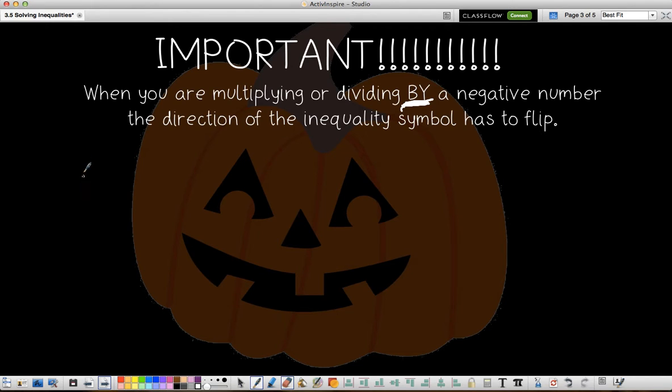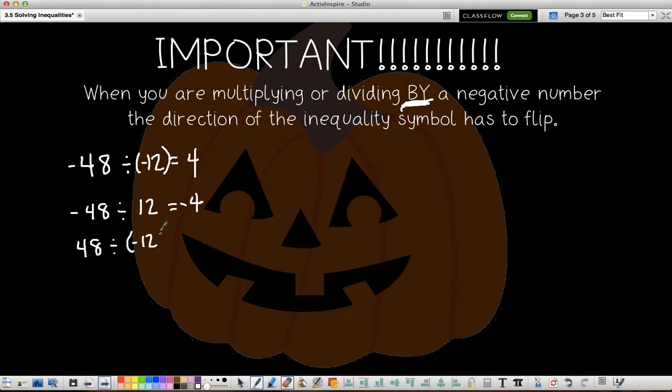So we know that when we look at our rules, if I do 48 divided by 12, it gives me 4. But I know a -48 divided by a -12 gives me a +4. I know a -48 divided by a +12 gives me -4. And I know that a +48 divided by a -12 gives me a -4. So when I change my positive and negative signs, it changes my outcome. So let's take a look at this in terms of an inequality.